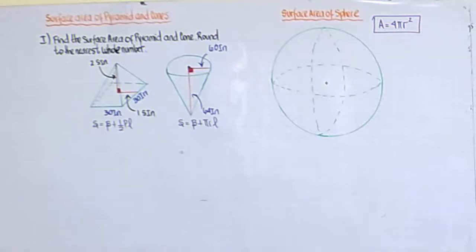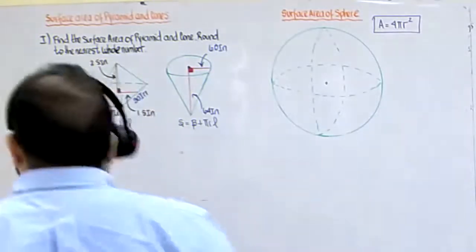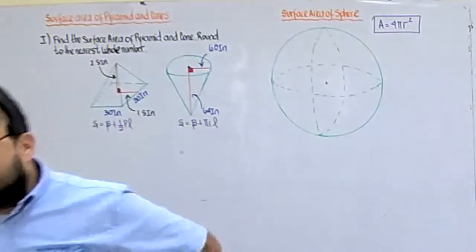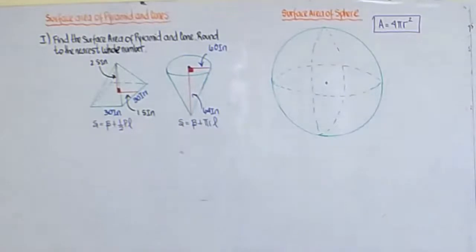If the problem says only find the surface area of the pyramid, cone, prism, or cylinder, and says only that, we're going to use two numbers after the decimal point. But in this case, the problem demands that we find the surface area and round to the nearest whole number. Okay, let's apply that. If you have doubts or questions, don't hesitate to let me know.